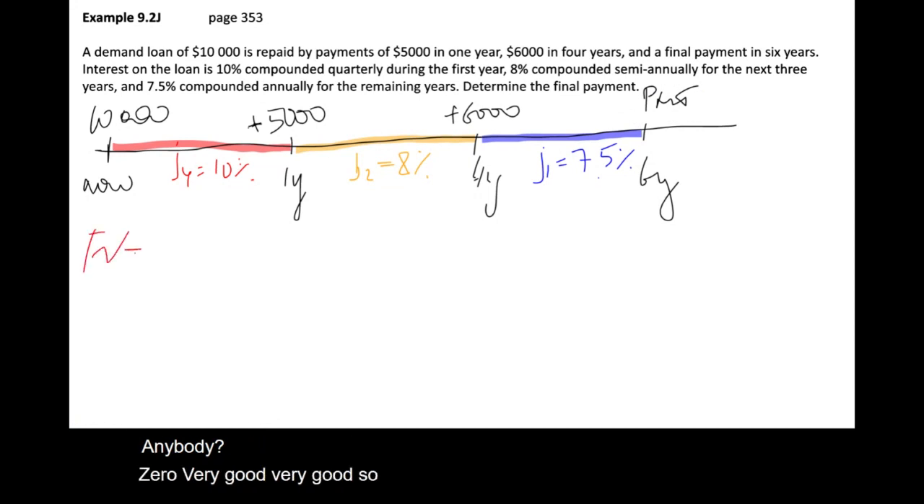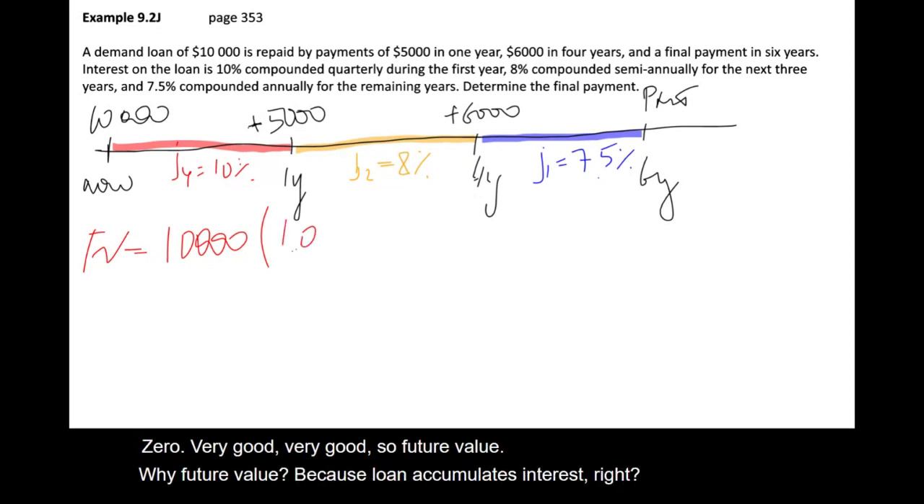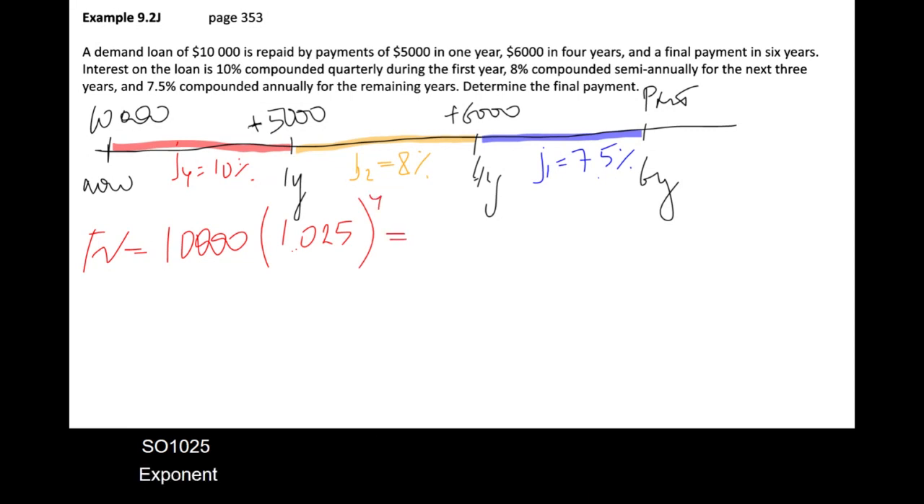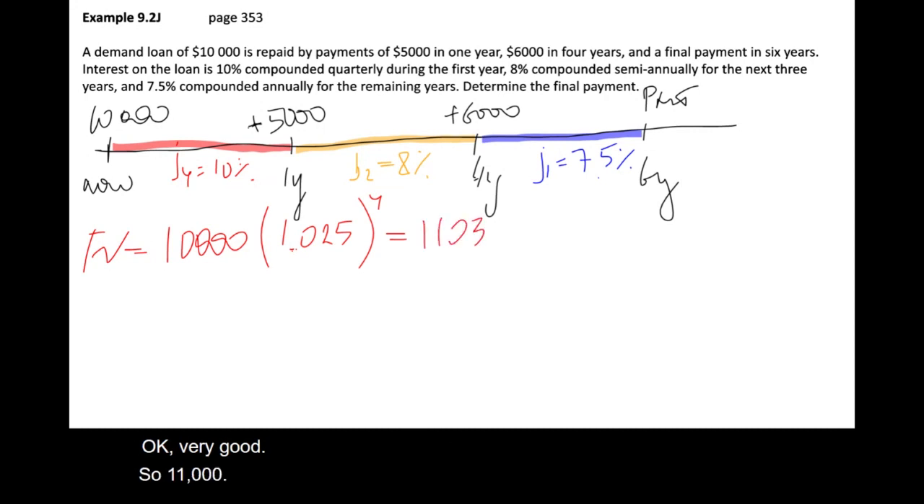So future value. Why future value? Because the loan accumulates interest, right? So 1.025, exponent 4. Guys, does everyone understand what I just wrote? Every number? Okay, very good. So $11,038.13.